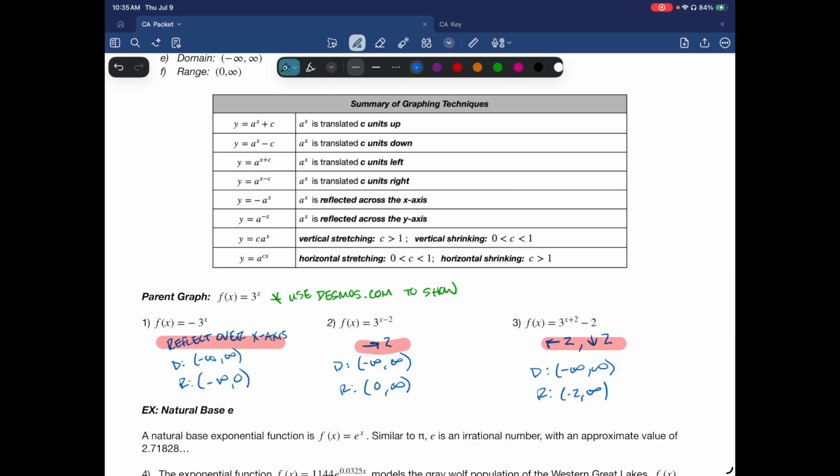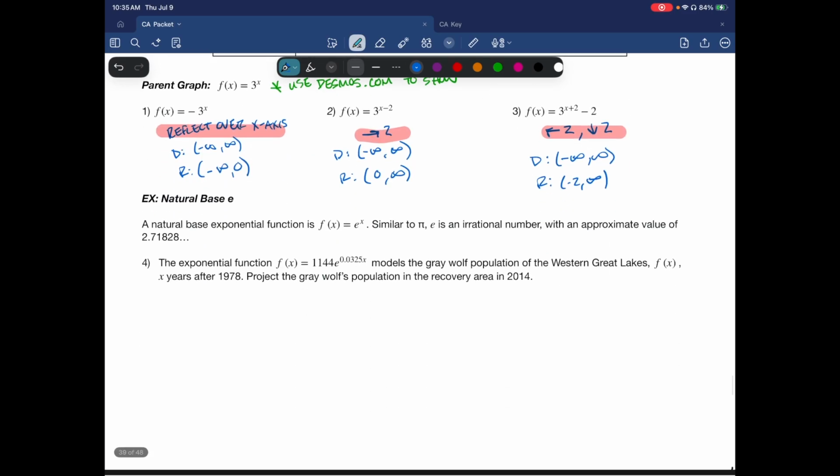All right. The thing that you use the most with the exponentials is the exponential function in word problems and application problems and stuff like that. So we have a natural base exponential function called e to the x, where e is an irrational number similar to pi, where pi is 3.1415 and so on and so forth. E is 2.71828 and so on and so forth.